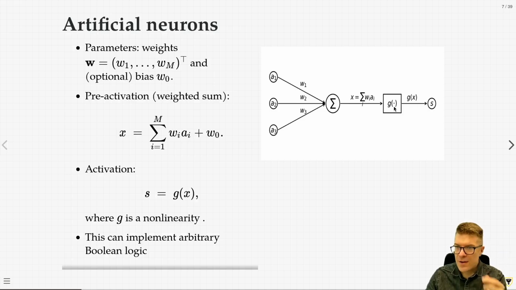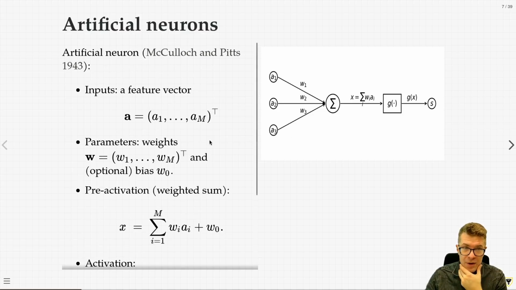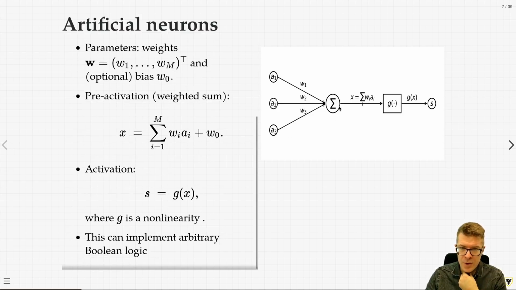Okay, here the function is g, right? We'll see a bunch of different examples of what g can be in a moment. But that's basically it. So this is a very simple mathematical representation of what we just described in terms of the biology of animal neurons. Even back in the early days of neural networks, it was shown that even this simple representation can implement simple Boolean logic. I'll come back to this in a moment too.